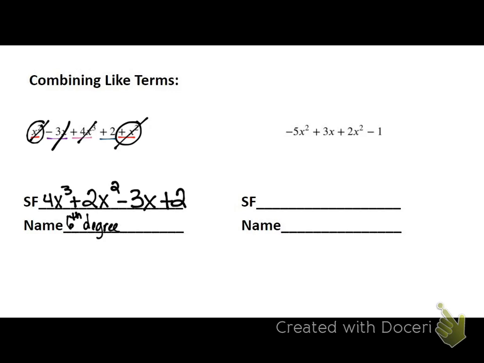And what is it going to be? How many terms does it have? 1, 2, 3, 4. Making it a polynomial.